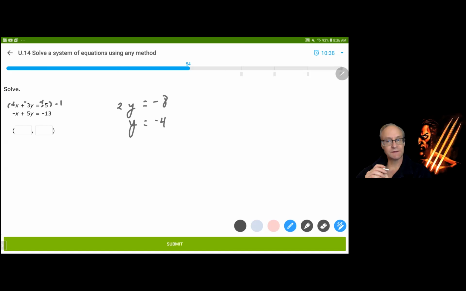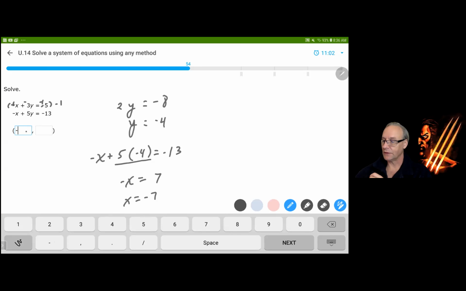Now I still need to substitute my y and find my x. So I get negative x plus 5 times y, which is negative 4, equals negative 13. Adding 20, notice this is negative 20. I have to add 20 to both sides. I get negative x is equal to 7, so x is negative 7. I get negative 7, careful. I solved for the y first, but remember that we always write them, x and then the y.